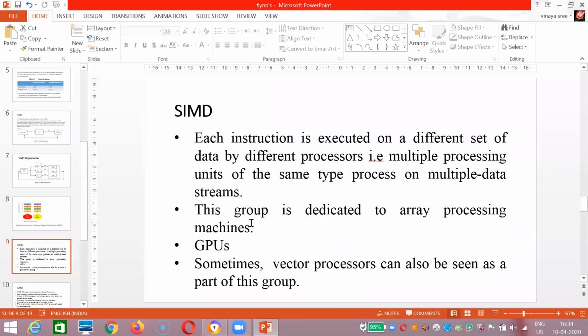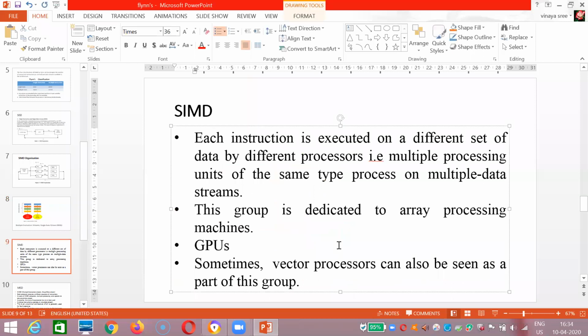Each instruction is executed on a different set of data by different processors. That is, multiple processing units of the same type process multiple data streams. This is for array processing machines and GPUs, and sometimes vector processors can also be part of this group. So single instruction multiple data means you work with a single program but give different data sets.